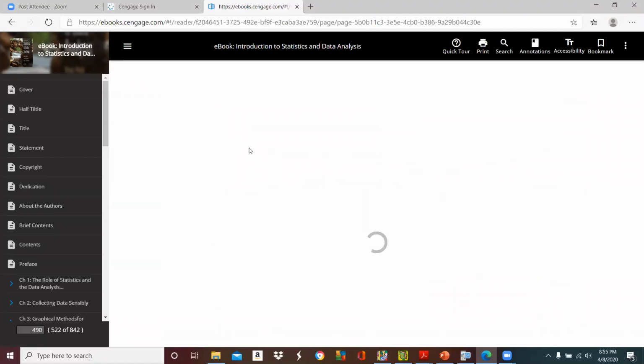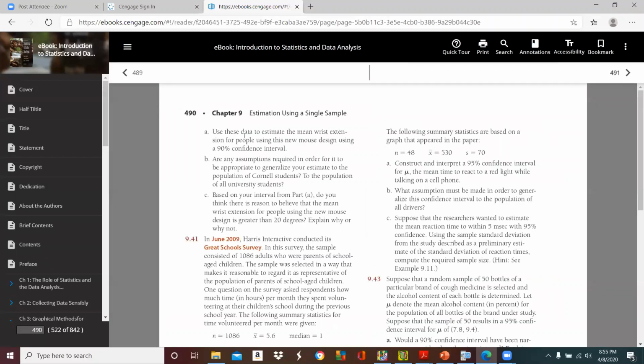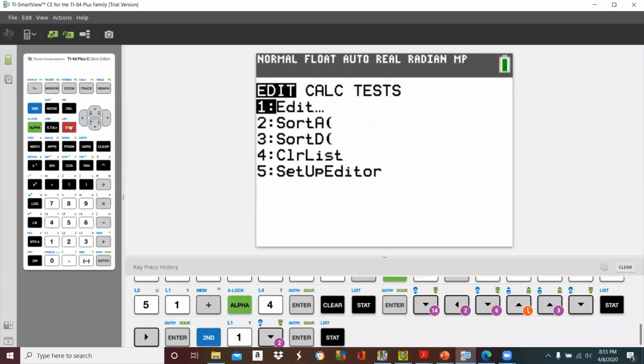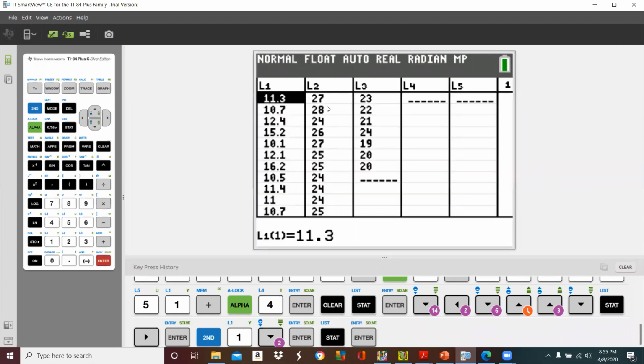And what does Part A ask for? Use this data to estimate the mean wrist extension for people using the new mouse design using a 90% confidence interval. So what did we have to do? We had to enter the data into a list. That's what's in L2 here. L2 was the 24 data points. If we scroll over, I believe that's all of those data points, should be 24 of them.